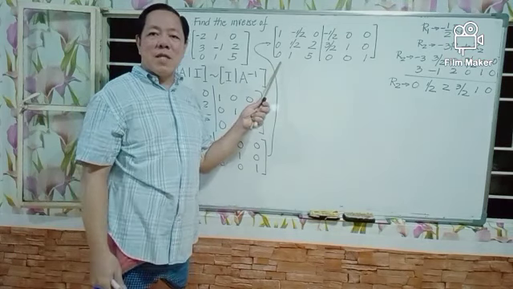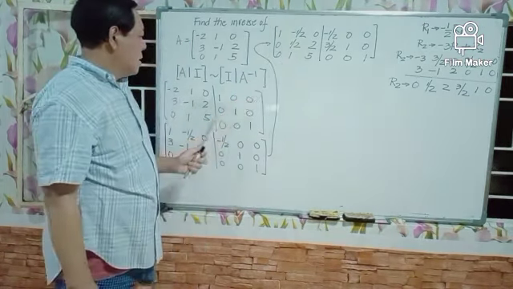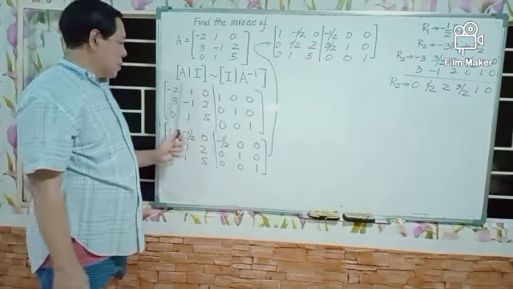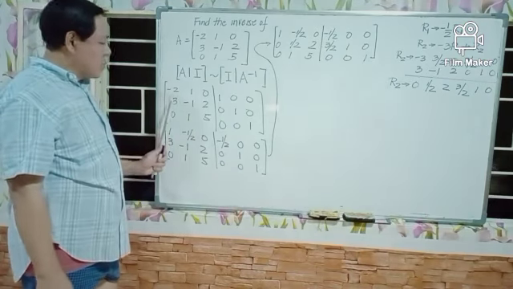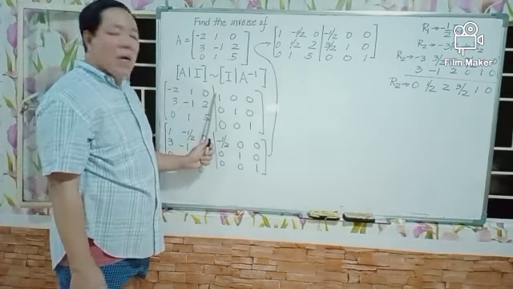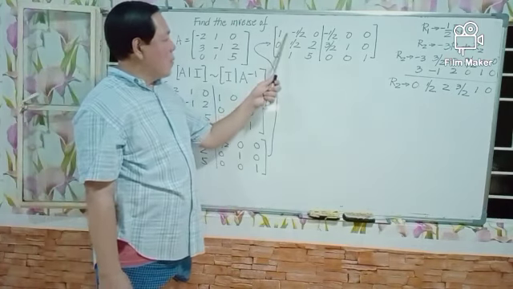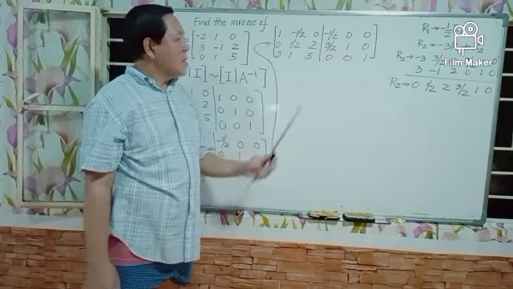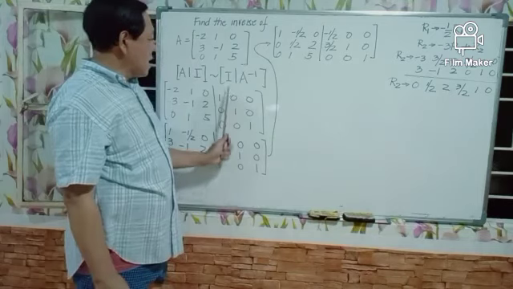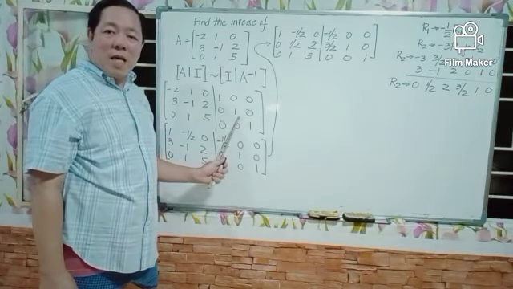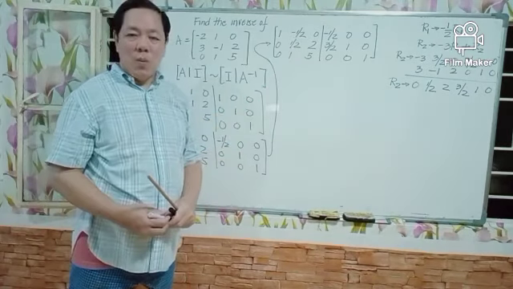Now you can see the entries in the first column are now 1, 0, 0. Our objective was to change these entries of matrix A, negative 2, 3, 0, into entries 1, 0, 0 in the first column. And we already have 1, 0, 0. Now we go to the second column. In the second column, we should have 1 in the second row. So we start by changing 1 half to 1.